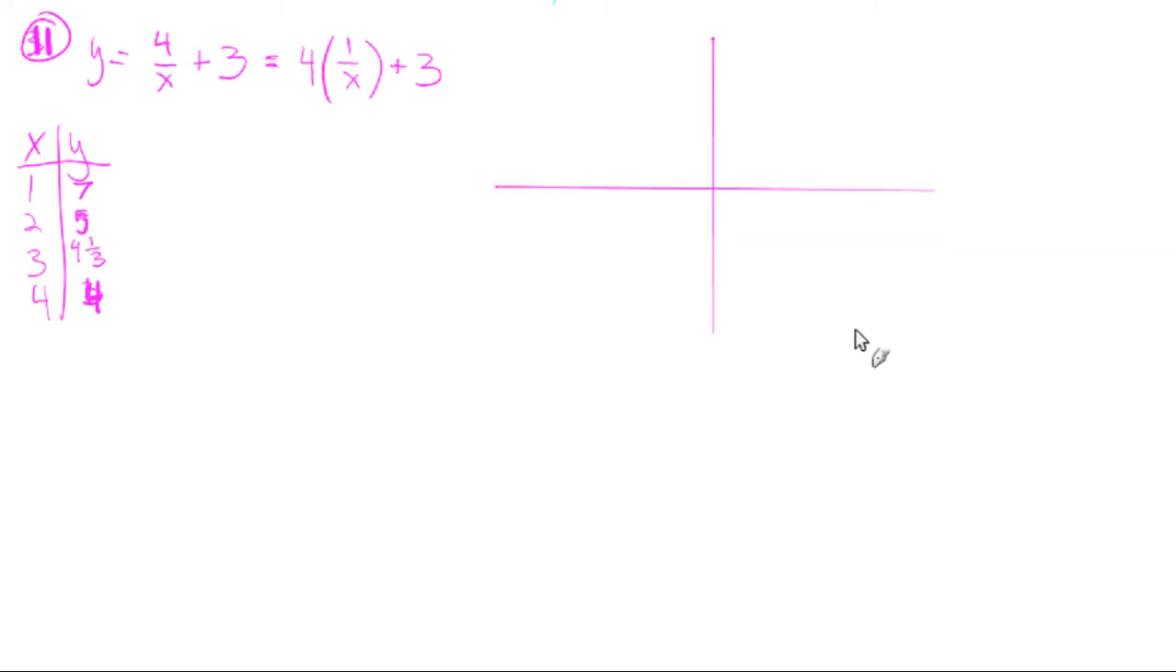Okay. So let's put in these values, 1, 7. Then 2, 5. 3, 4 and a third. 1, 2, 3, 4 and a third. And we put in 4. We go up to 4. 1, 2, 3, 4.